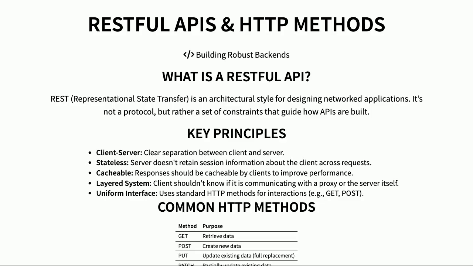The key is to have a clear separation between the client, like your website or app, and the server that handles the data. Also, each request should be stateless, meaning the server doesn't remember anything from previous requests. We want caching so everything loads faster, and a uniform interface using standard HTTP methods makes things predictable. Let's look at some of those common methods. GET retrieves data, POST creates new data, PUT replaces existing data entirely, PATCH updates parts of it, and DELETE removes items. Mastering these principles is absolutely key for any full-stack developer.